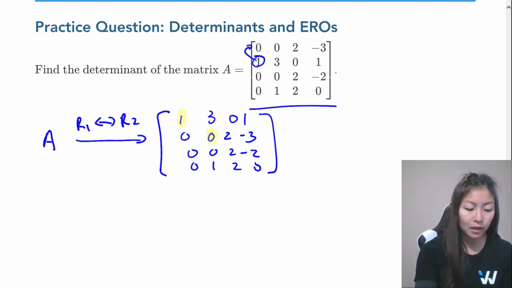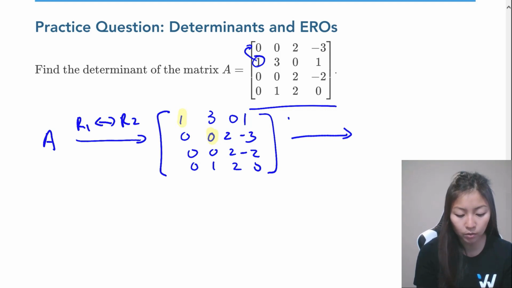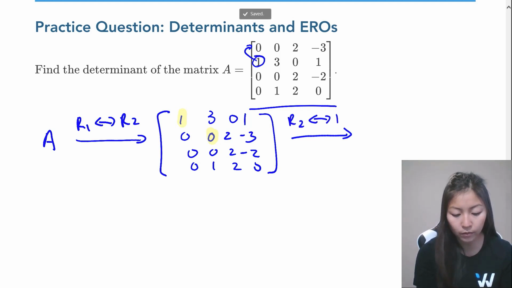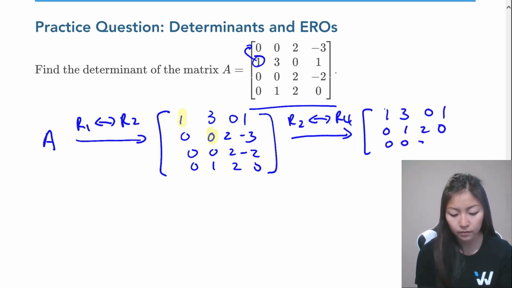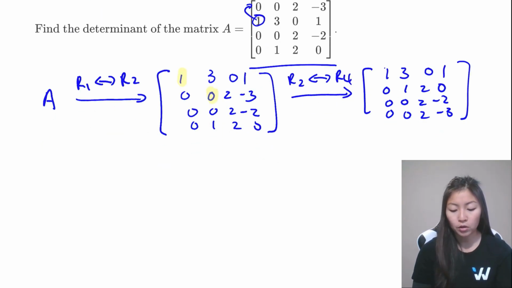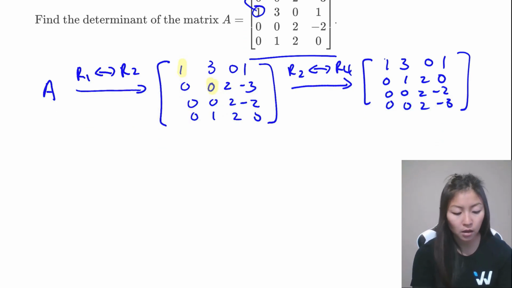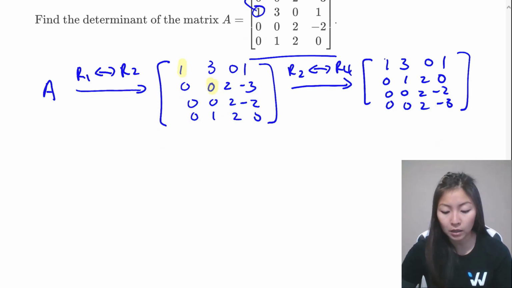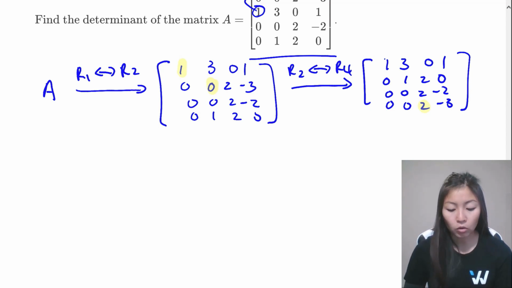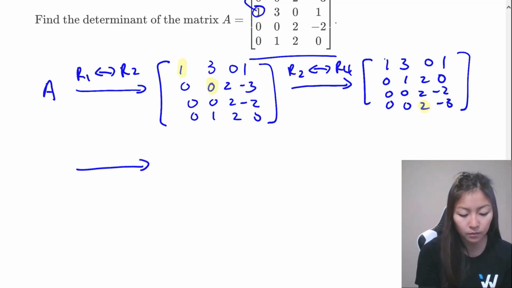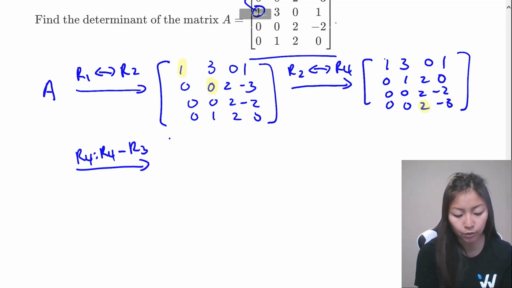Now I need another leading 1 right there. So I'm going to swap rows 2 and 4. Now I'm super close to an upper triangular matrix. For me to get to an upper triangular matrix, I need to make this guy 0. So I'm actually going to just subtract row 4 and row 3 there. So my row 4, I'm going to get by subtracting row 3.